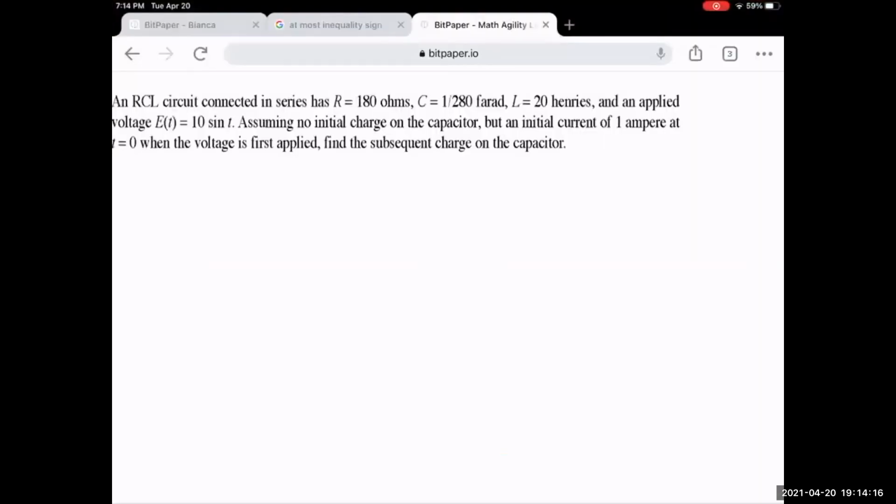Okay, so this is the problem. An RCL circuit connected in series has R equals 180 ohms, C equals 1 over 280 farad, L equals 20 henries, and applied voltage of E(t) equals 10 sine t, assuming no initial charge on the capacitor, but an initial current of 1 ampere at t equals 0, when the voltage is first applied. Find the subsequent charge on the capacitor.